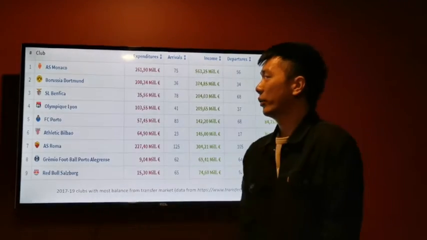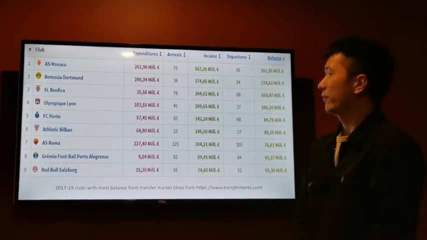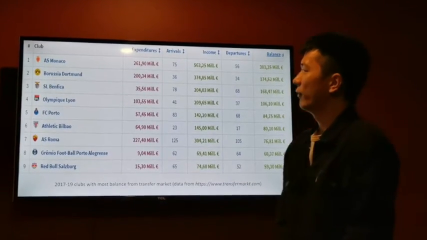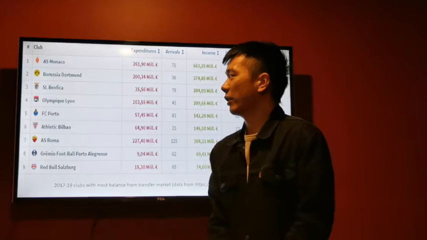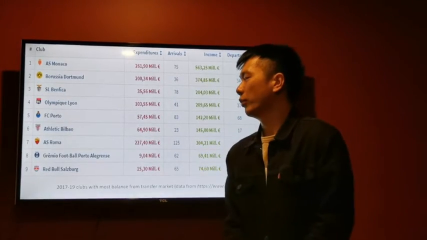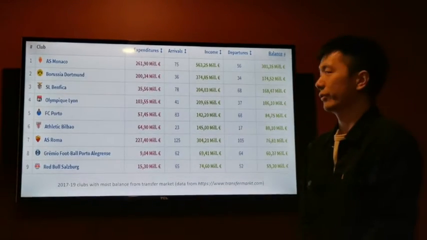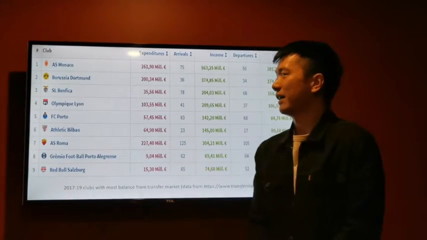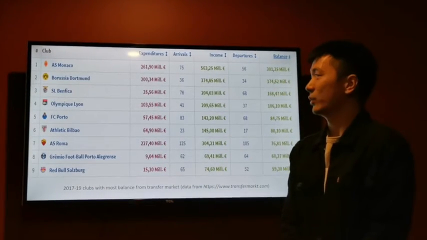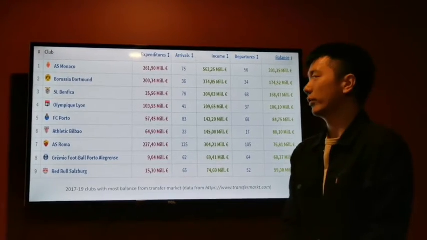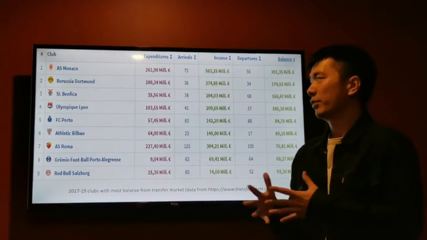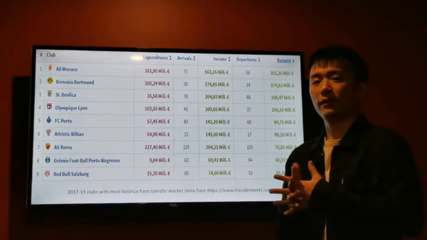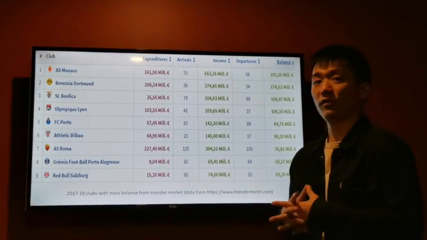Monaco's market share will face the threats of Dortmund, SL Benfica, and FC Porto in the following years. These 3 or 4 clubs have a similar strategy to Monaco. They also purchase young players and sell them to earn profits.